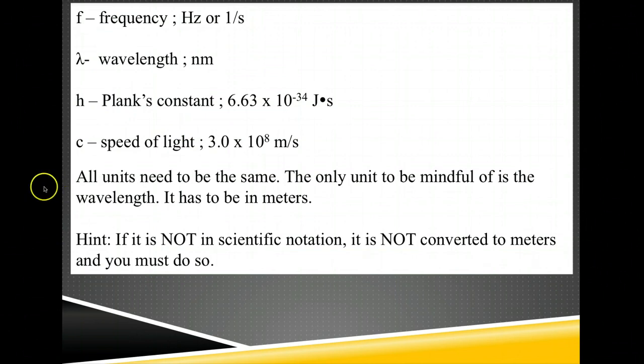The thing we need to keep in mind is that all units need to be the same. So the only unit that we need to be mindful of is the wavelength. The nanometers here have to be in meters, because the speed of light is measured in meters per second. So that's going to be our first step. And here's a hint: if the wavelength is not in scientific notation, then it's not been converted to meters yet, and you must do so.